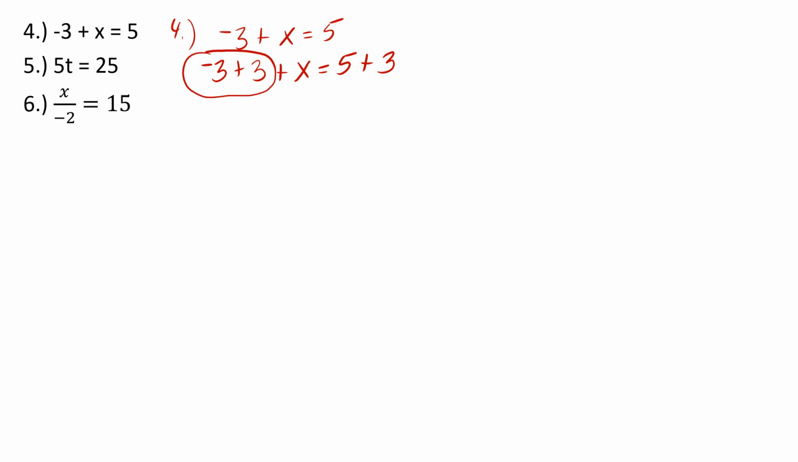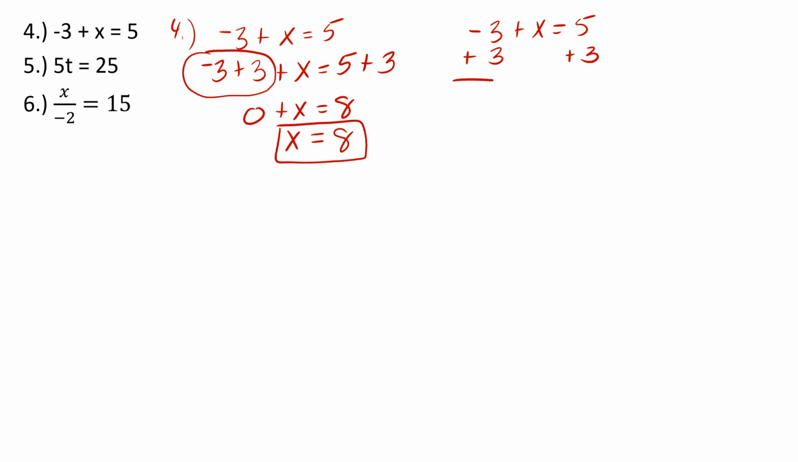Negative 3 plus 3 is 0. 5 plus 3 is 8, and 0 plus x is just x, leaving me with x is equal to 8. Using that top-down notation, you might add the 3 underneath, and here you would see negative 3 plus 3 is 0, and 0 plus x is just equal to x. So comparable amounts of work there. Let's take a look at the next one.